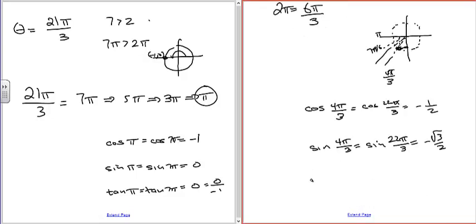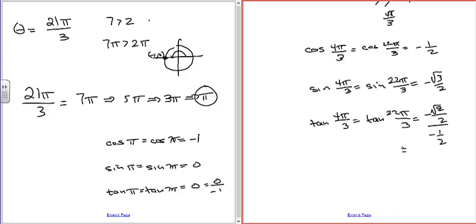And finally, the tangent of 4π/3, which you can get off the unit circle, is the tangent of 22π/3, which is going to be equal to the sine divided by the cosine. So you see that the negatives cancel out, the 2's cancel out, you just end up with the square root of 3. So that's the tangent.